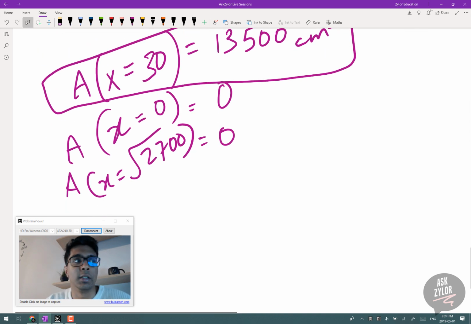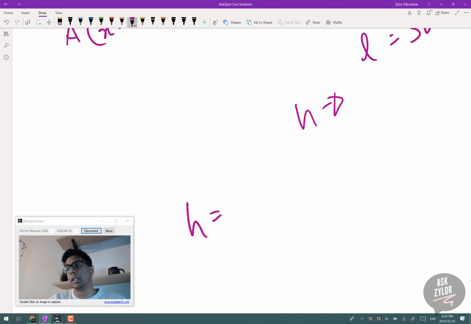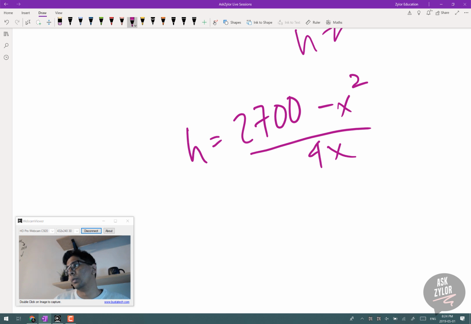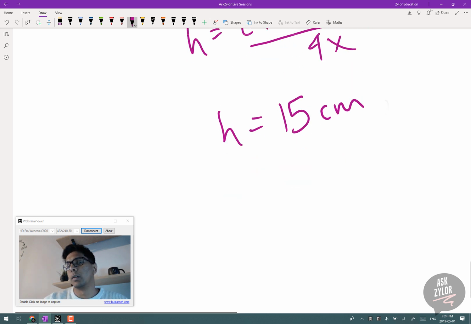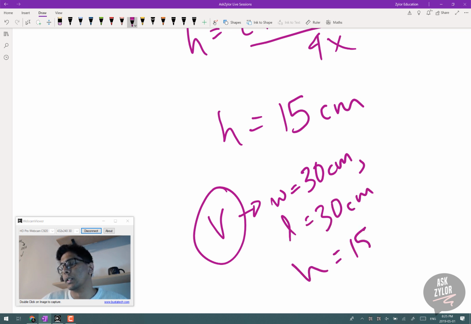So I can also state the dimensions of the box. I have my width is 30 centimeters, my length is 30 centimeters, my height on the other hand, I need to find, I can plug it into the height equation that I came up with earlier. Right? My height was 2700 minus x squared over 4x. So I'm going to plug in 30 for all my x's, and that's going to give me a height of 15 centimeters. So the maximum volume is going to be when my width is 30 centimeters, my length is 30 centimeters, and my height is 15 centimeters.